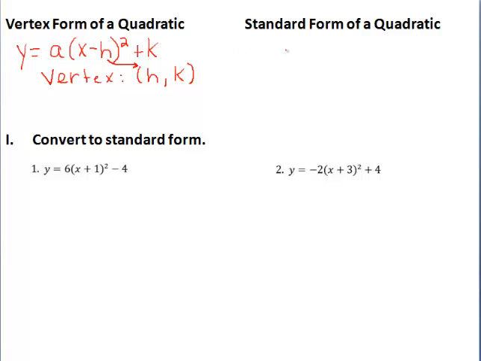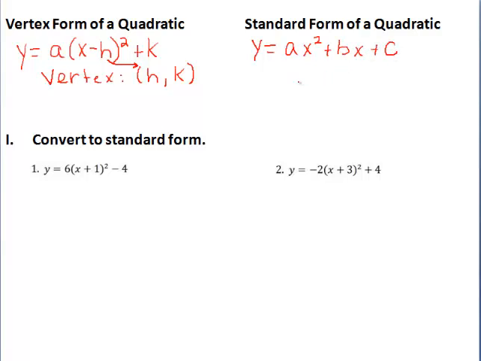Okay, well, we also have what's called standard form of a quadratic. Standard form of a quadratic is actually the most used form for a quadratic, and it looks like this: y equals ax squared plus bx plus c.